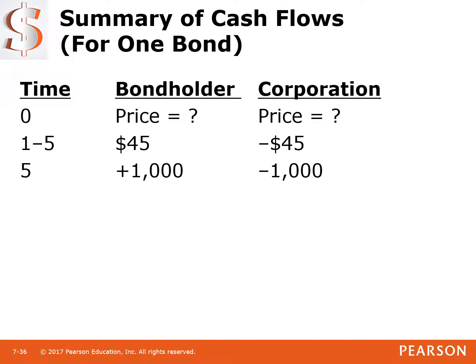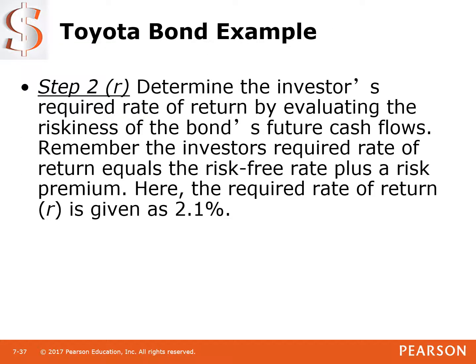We want to know, what are those future cash flows worth to the bondholder today? How much are they willing to pay today to have the right to receive $45 at the end of each year for the next 5 years and $1,000 at the end of 5 years? What's the present value of those future cash flows? Well, we discount them at what the bondholder's required rate of return is. How much do I want to get out of this? 2.1%.